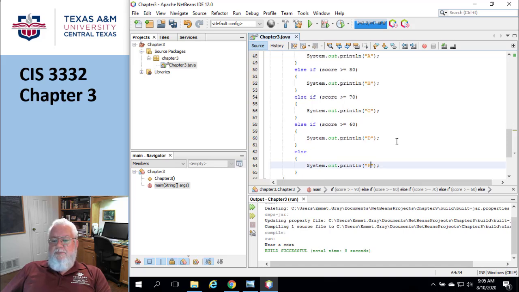Okay, so the range problem typically is a set of these nested guys, plus a trailing else at the very end. Okay, and you can use a trailing else to see if you're outside the normal bounds. Like none of the above kind of a scenario.